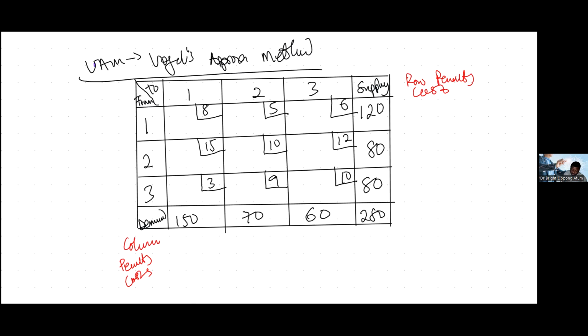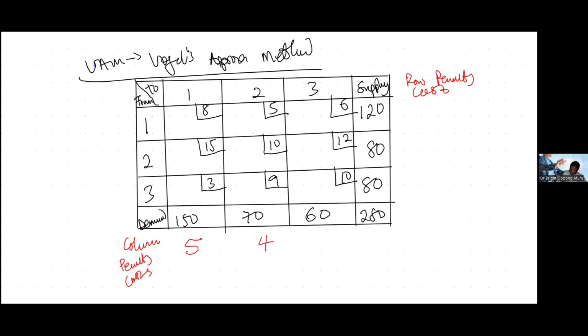So what we do is that we scan through column 1, right? And we have the various costs, 8, 15, and 3. So what is the minimum cost here, which is 3? And what is the next minimum, which is 8? So the difference is what? 5. So you write the 5 here as a penalty cost. Then we come to the second column. The minimum is 5, and the next minimum is 9. So the difference is 4.